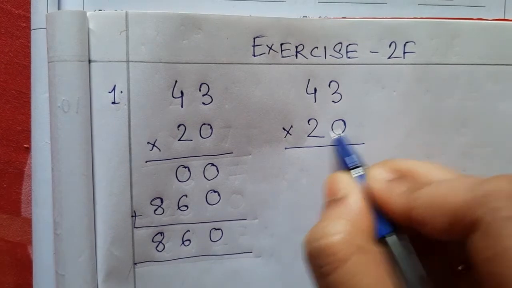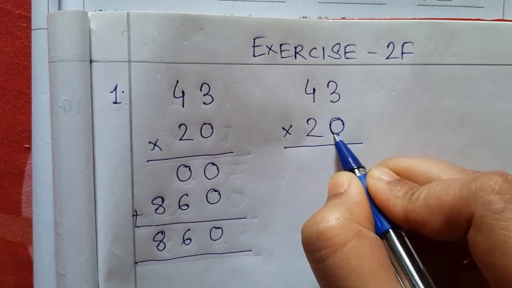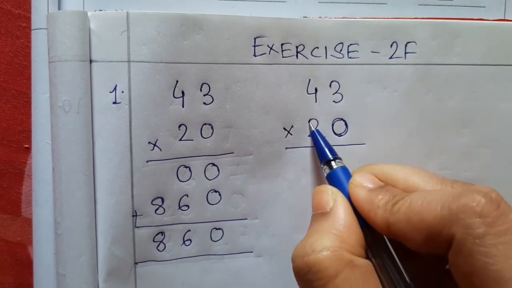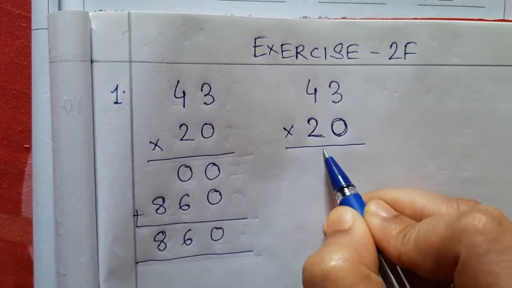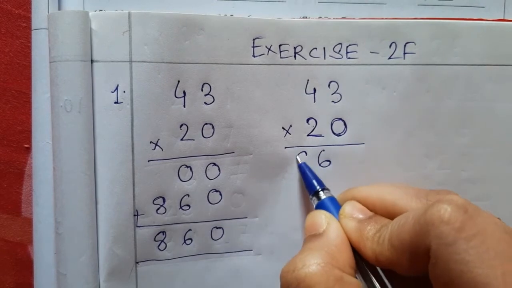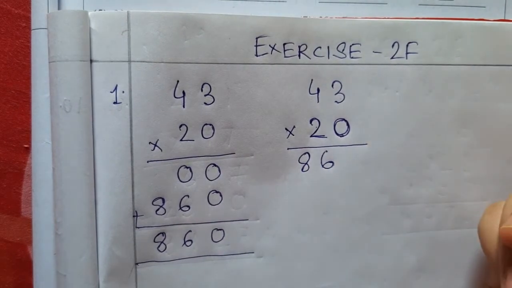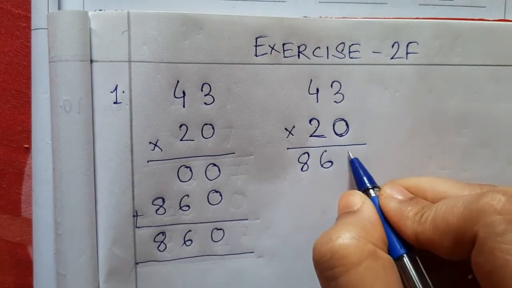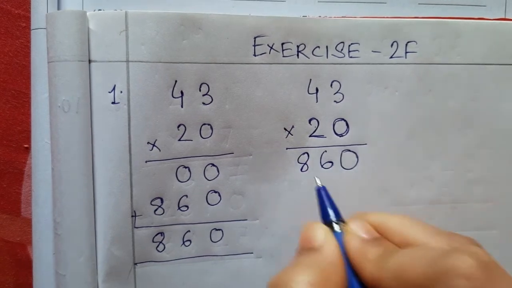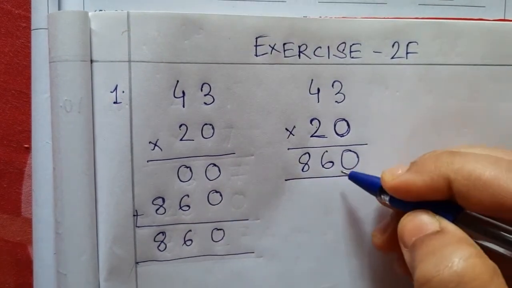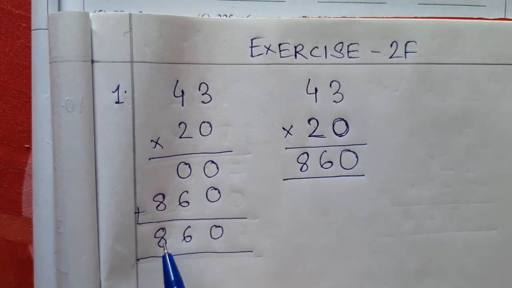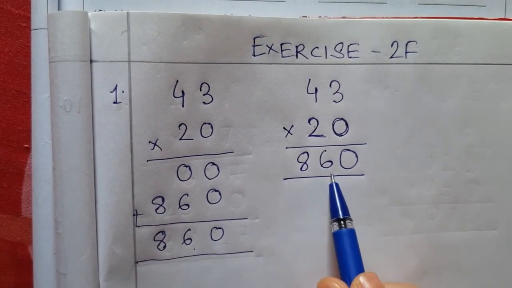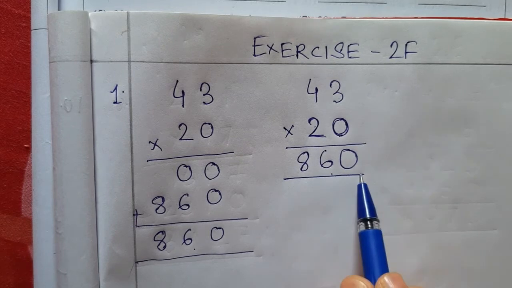So what are we going to do? We are going to forget this 0 and we are only going to focus on this 2. 3 2s are 6, 4 2s are 8. And now what about this 0? Where will this 0 go? This 0 will simply come down and sit here. See, done. In a single step you can get the answer. In the longer method we got 860. In the shorter method also we got 860.